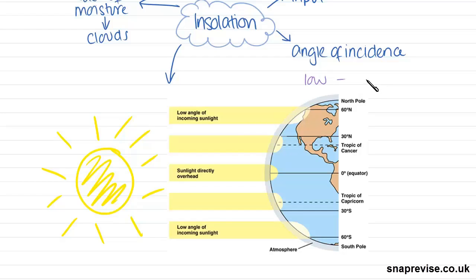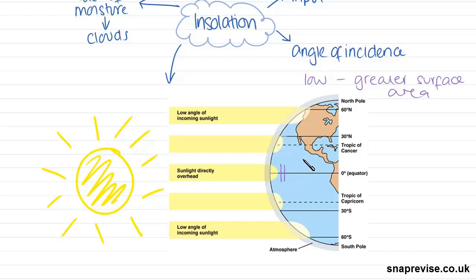So the rays of sun have a greater surface area of which to heat up. Therefore, overall, they cannot provide as much energy as they can nearer the equator. Whereas at the equator, the sunlight is very much directly overhead. Therefore, the rays of sunlight have a very little amount of surface area with which they need to directly heat up.